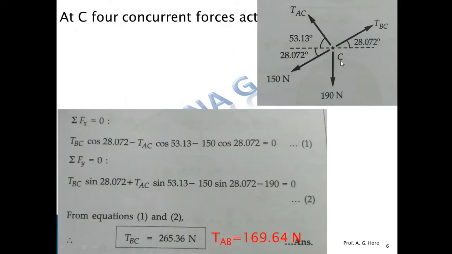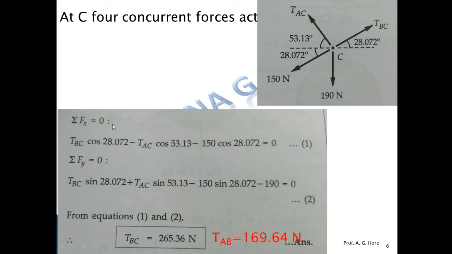Okay, so here the FBD is like this. At C, 4 concurrent forces act: 1, 2, 3, 4 forces. The angles we know, we found out just now. So 4 forces and all these forces are concurrent. So we have two conditions, summation Fx equals 0, summation Fy equals 0. And the unknowns are tension BC and tension AC. So 2 equations, 2 unknowns. We can find these 2 unknowns by 2 equations.